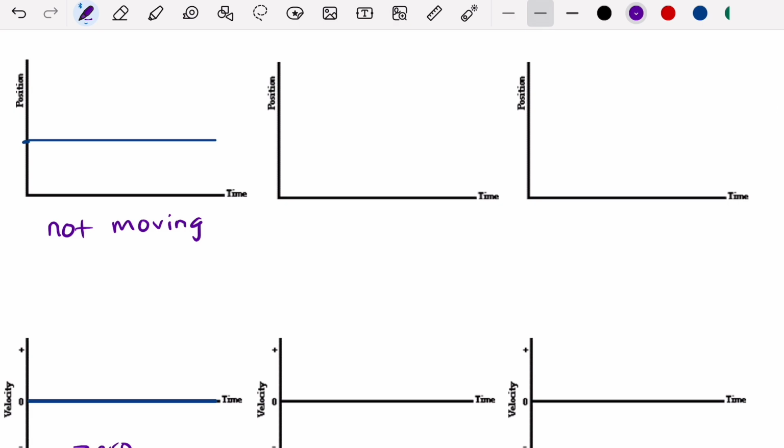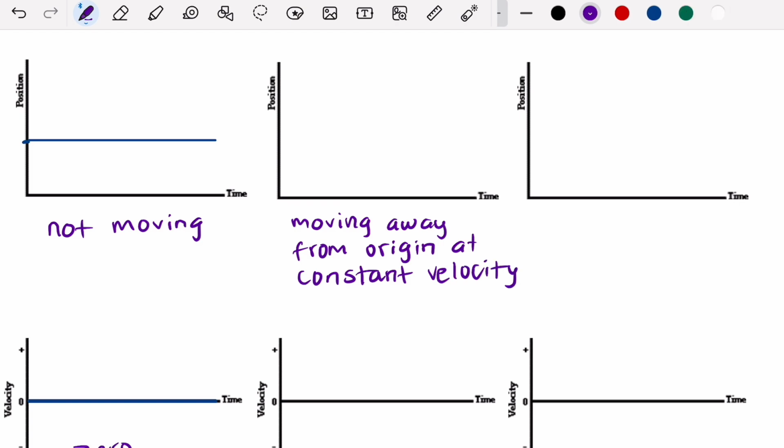Let's say we have an object moving at constant velocity away from the origin. Because we know that velocity is the rate of change of position, that means our graph will have a positive slope, starts at the origin. There you go.